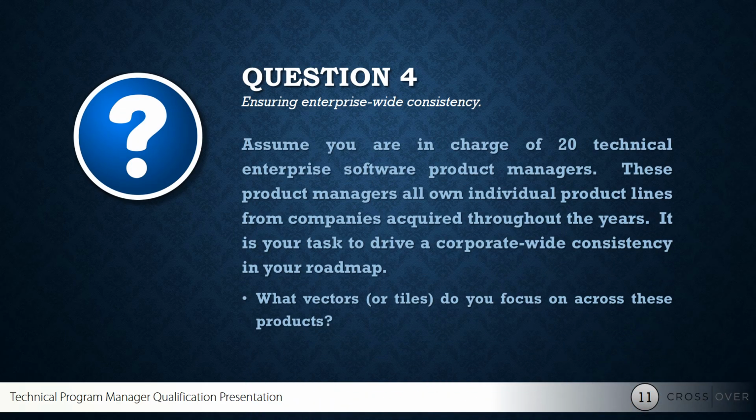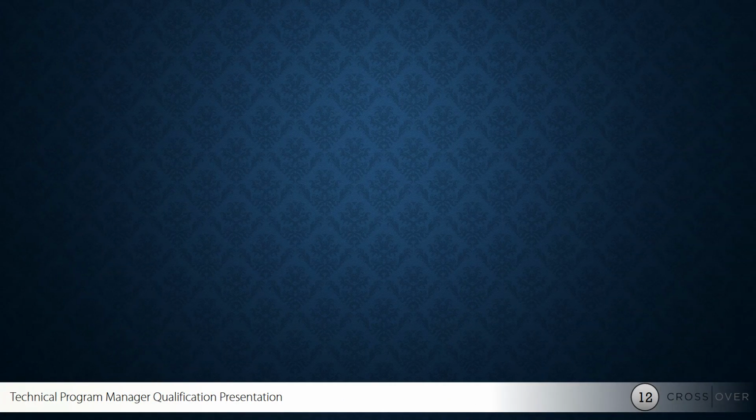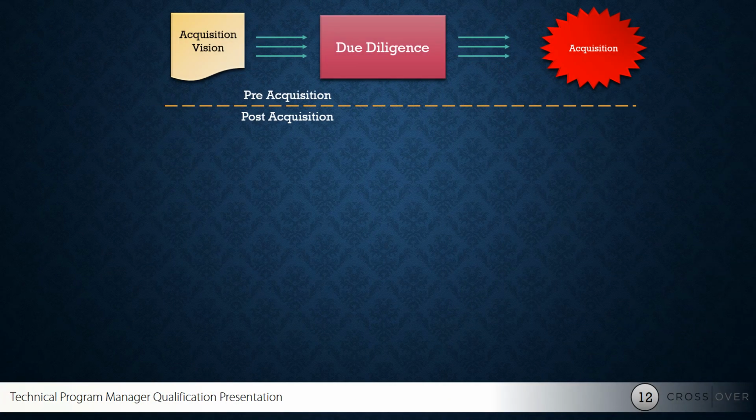The fourth question is about how to ensure enterprise-wide consistency among product managers coming from different cultures. I'm sure the main driver for the acquisition is the integration among those products, why those products were acquired. And I would assume that the integration due diligence has already been taken care of, and the integration has already been budgeted for during or before the acquisition.